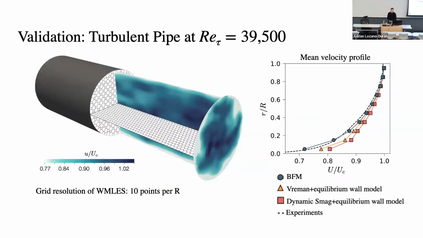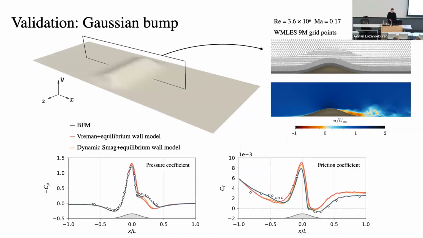So this is an example. I just want to go over a few. One is, yes, our model BFM, and I'm comparing with those two classical models, Breman equilibrium model, and DSM. This is a prediction of the mean profile in the pipe, just to show you that things look okay. We improve that. This is another case. It's a Gaussian bump. It's a case that people see a lot every day because it's a smooth body separation and is very sensitive to the details of the model. And here I'm giving you an idea of how the flow looks, and then the pressure and friction coefficient that they measure in the experiment.